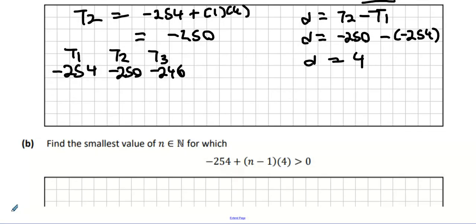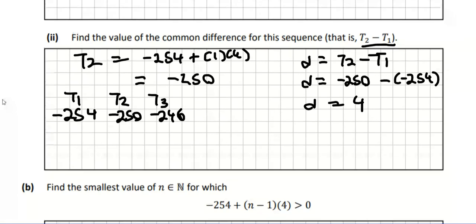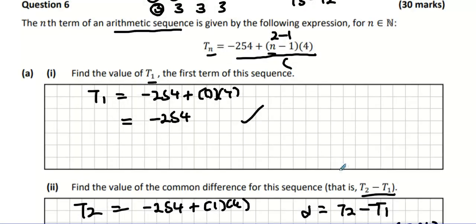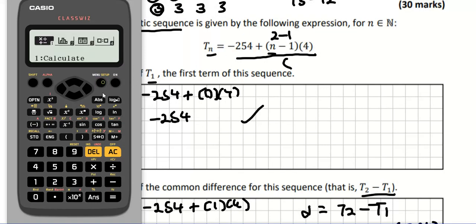Find the smallest value of n for which it has to be bigger than 0. Okay, so it has to be bigger than 0. So I can show you a small little sort of cheat on this as well. You can use the table function. Instead of tn, use fx. Put in this general equation here, like so. And instead of n, use x.